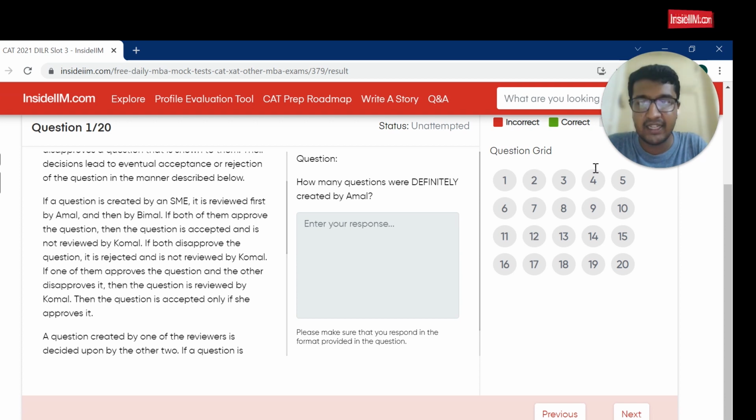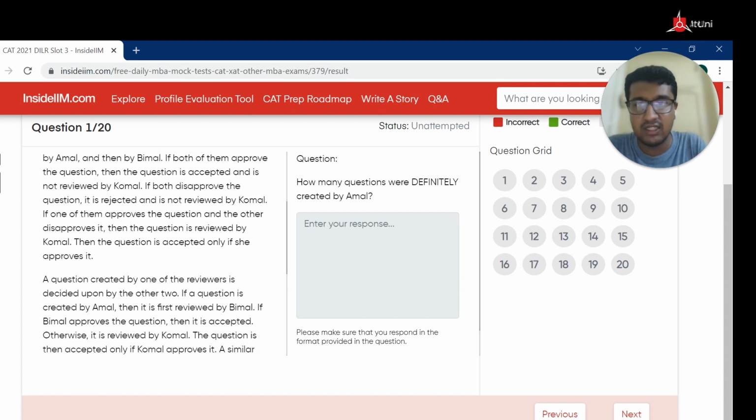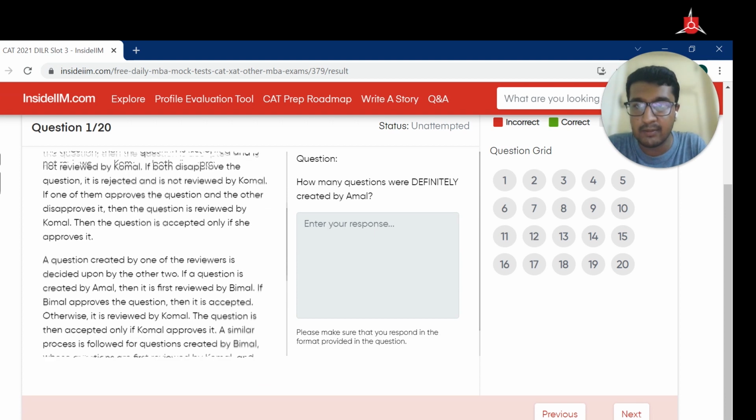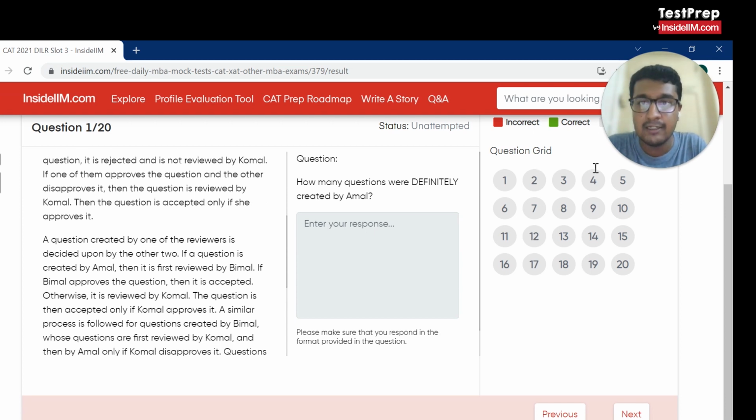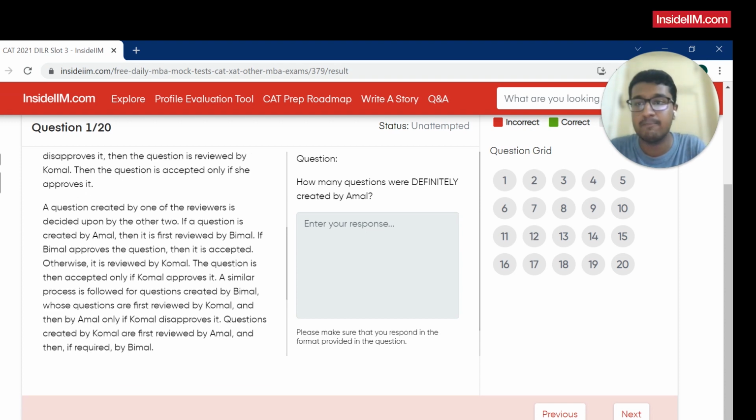If a question is created by an SME, it is reviewed first by Amal and then by Bimal. If both of them approve the question, then the question is accepted and is not reviewed by Komal. If both disapprove the question, it is rejected and is not reviewed by Komal. If one of them approves the question and the other disapproves it, then the question is reviewed by Komal. Then the question is accepted only if she approves it.